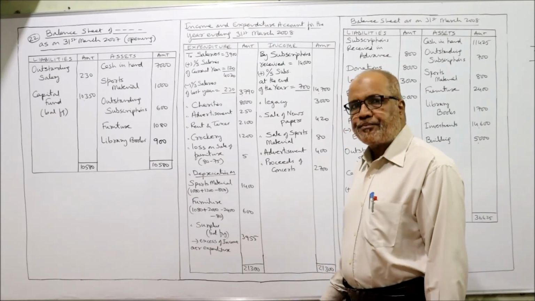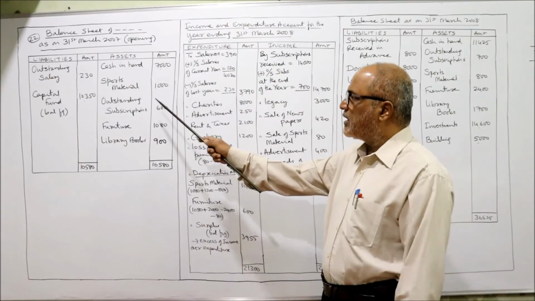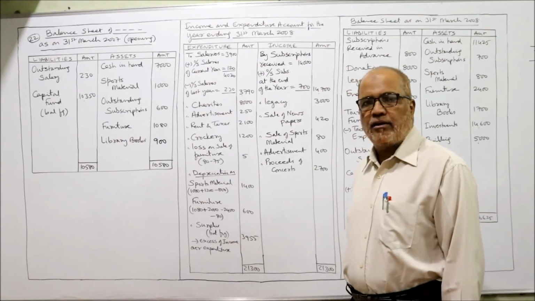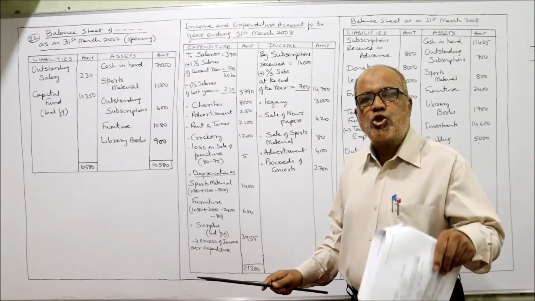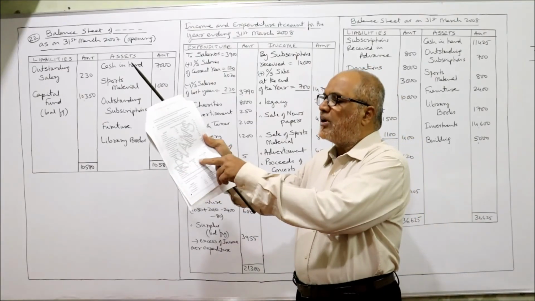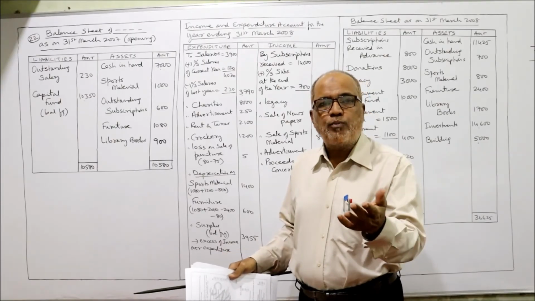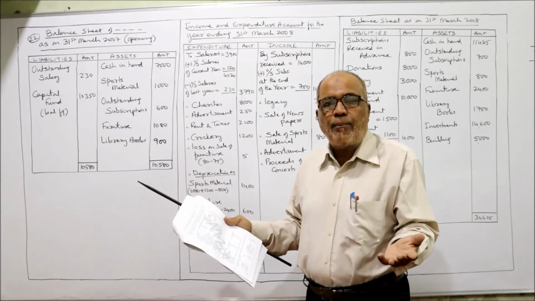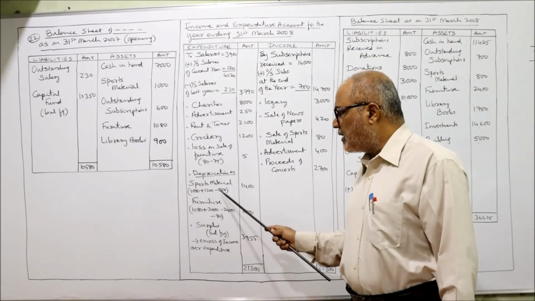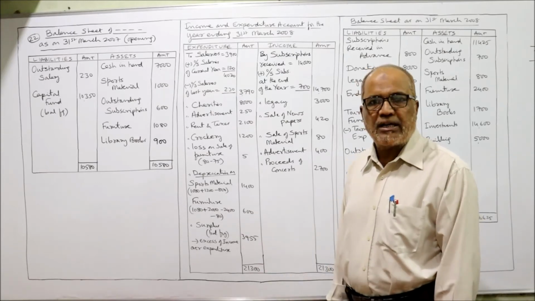Depreciation on sports material. Beginning of the year sports material was 1,000. During the year sports material purchased 1,200. The total sports material should be 2,200. But in the problem it is given sports material at the end of the year is only 800. So what had happened to the remaining? Depreciation. So 1,000 plus 1,200 minus 800, 1,400 rupees is the depreciation of sports material.